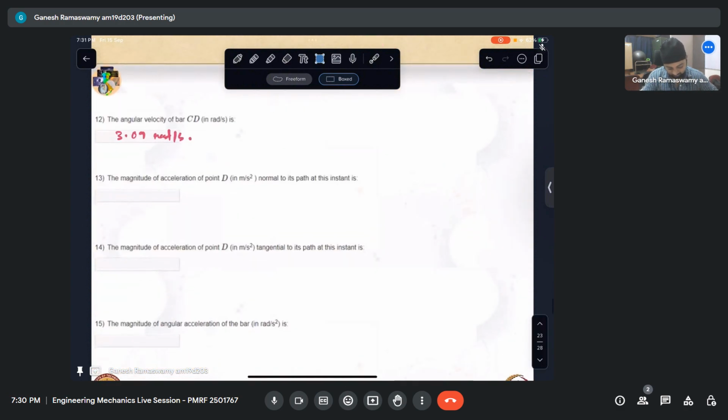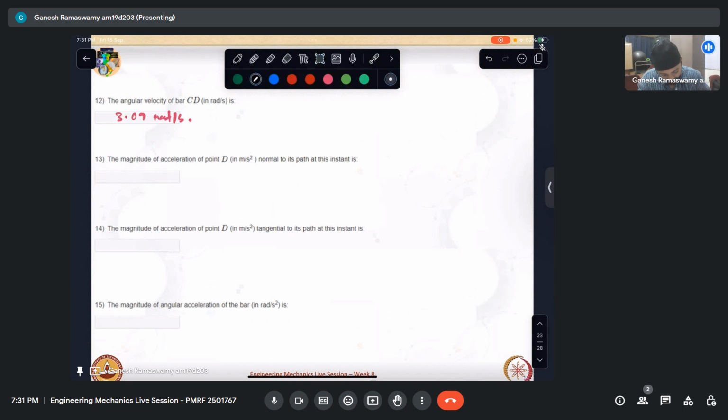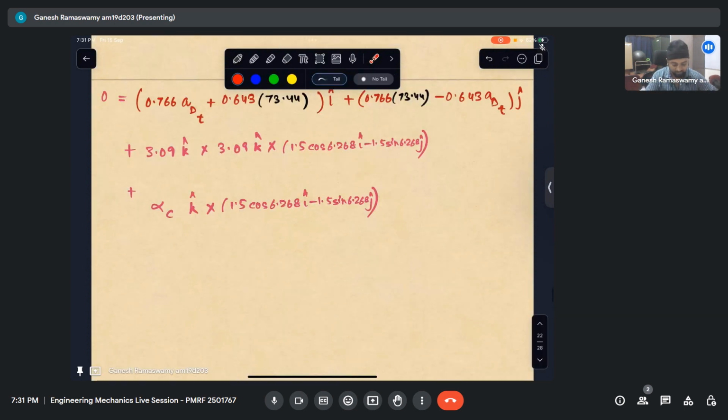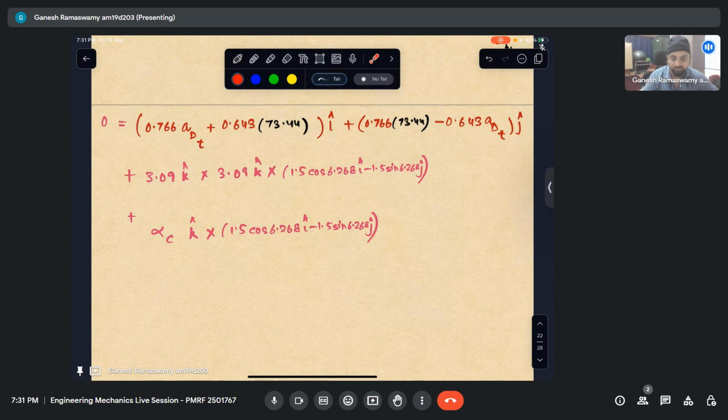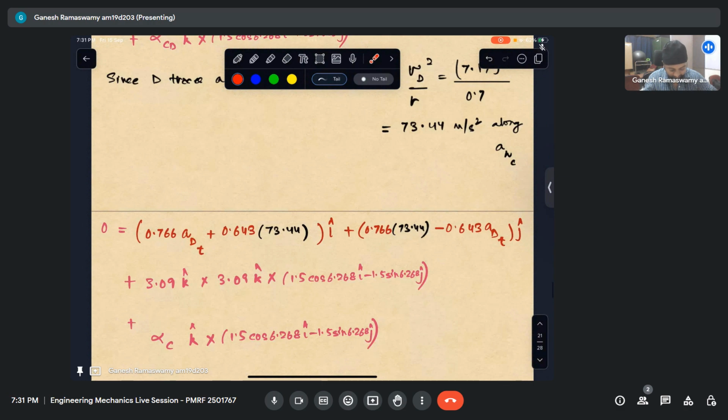So I know normal to this path is 73.44. So these two I will populate. You can give it a try and then look at the sheet when I upload this to see if you have got the correct answer. So this I'll leave it as an exercise as of now. Otherwise, the entire time will get spent on solving this. So let us look at some more additional examples in that time.